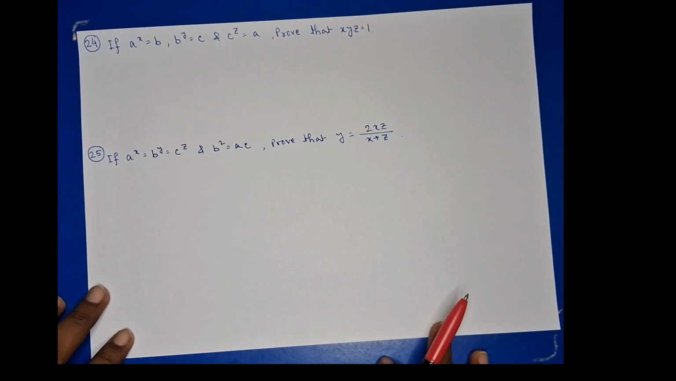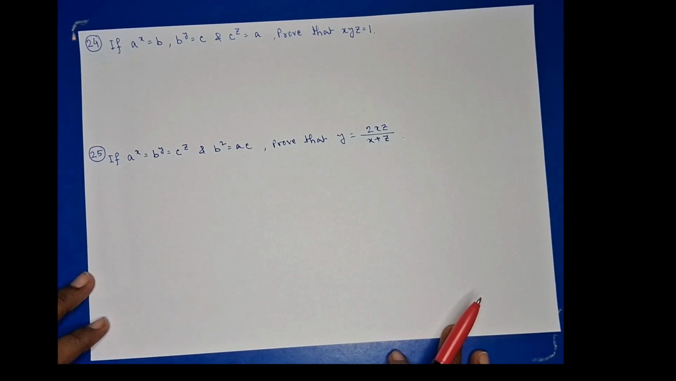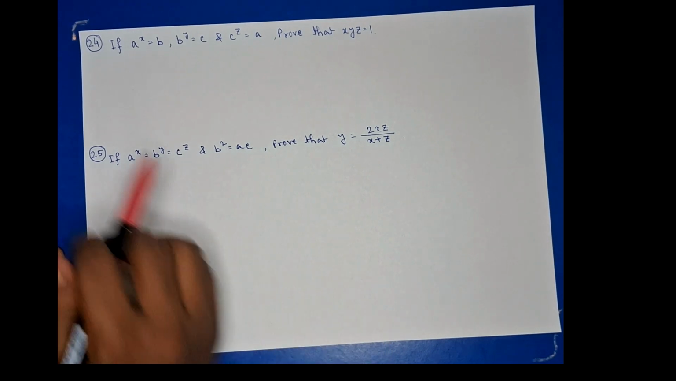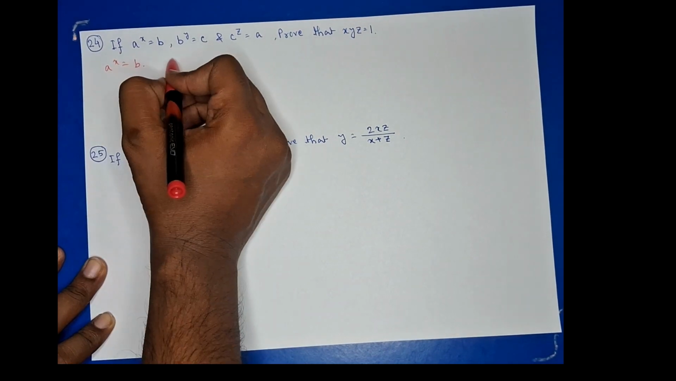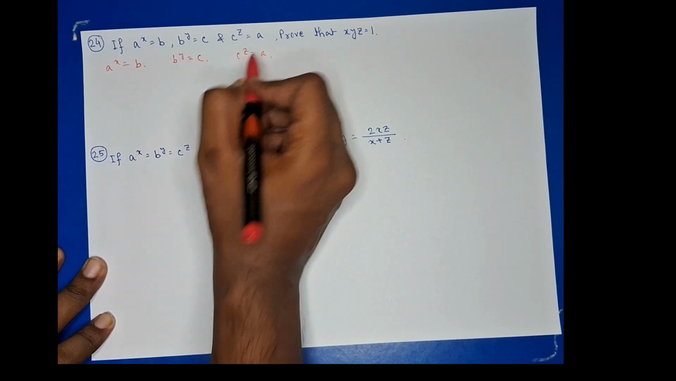Question number 24. a to the power x is equal to b, b to the power y is equal to c, and c to the power z is equal to a. You have to prove that xyz is equal to 1. This is a very easy problem. a to the power x is equal to b, and b to the power y is equal to c, and c to the power z is equal to a.